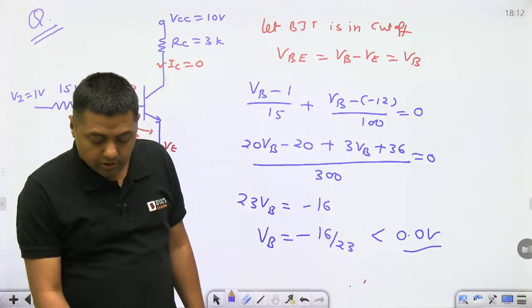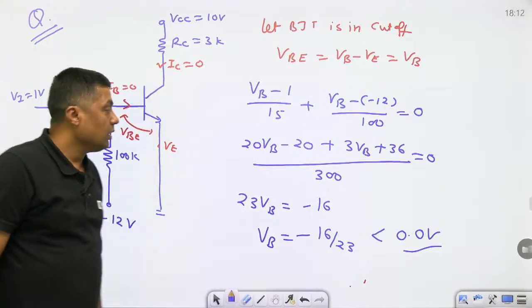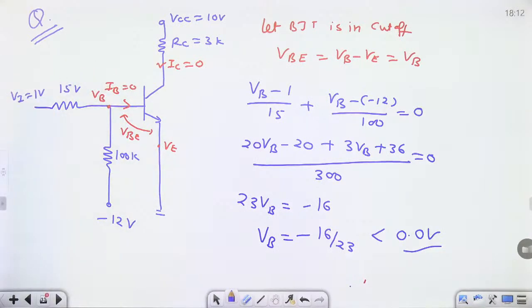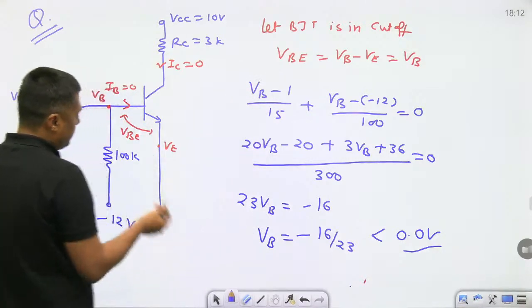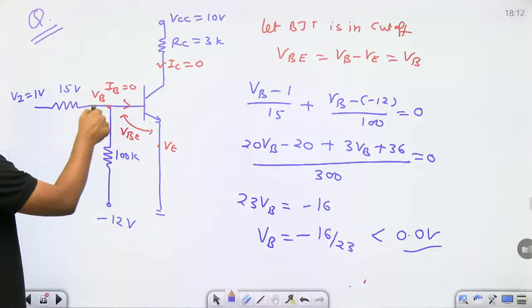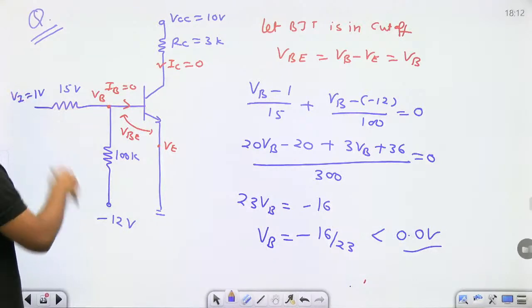Okay, now you can solve this. It is easy, everyone. Remember, VBE is nothing but VB. This is for an NPN silicon transistor.